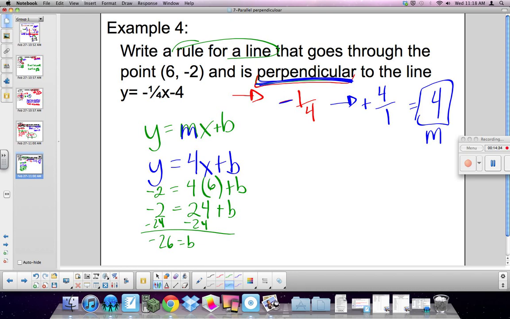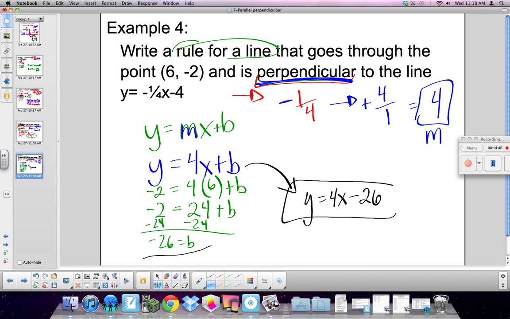So now I'm ready to write my rule. The rule I started with my slope of 4, was y equals 4x. And now I know b is negative 26, so I write minus 26 for b. This is my rule for this line. It is perpendicular to the line they gave me, and it goes through the point 6, negative 2.